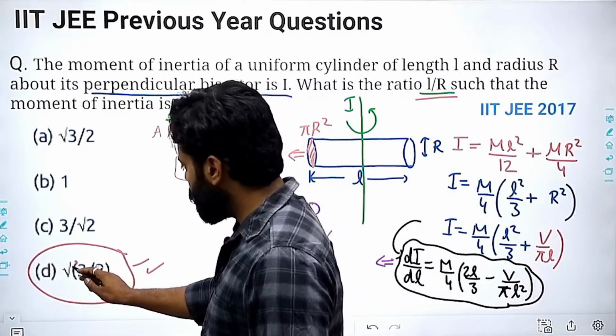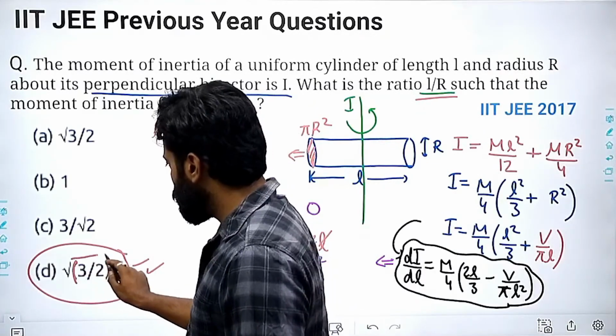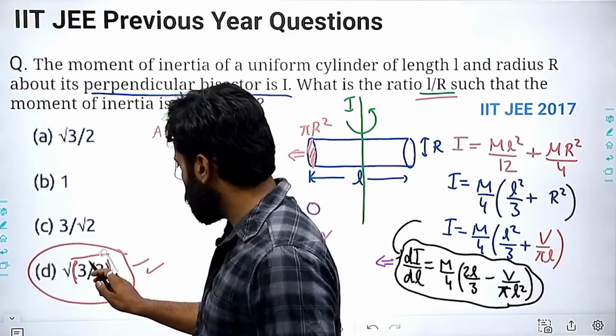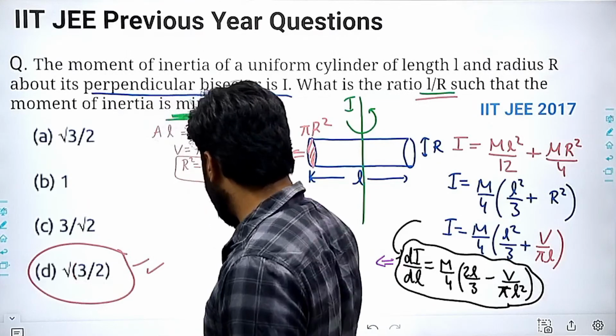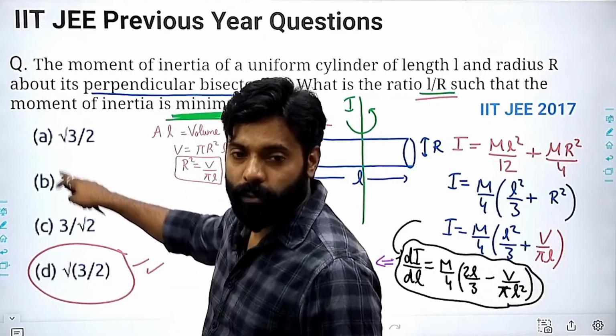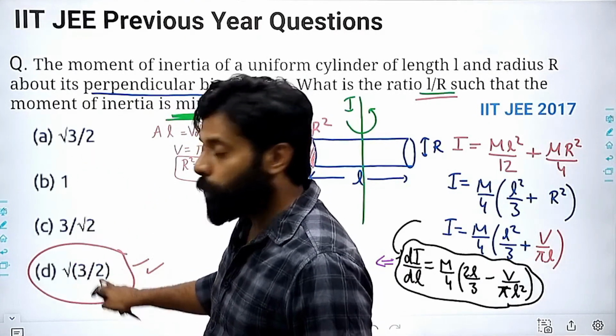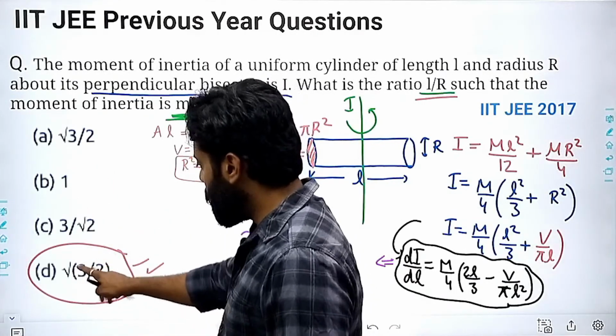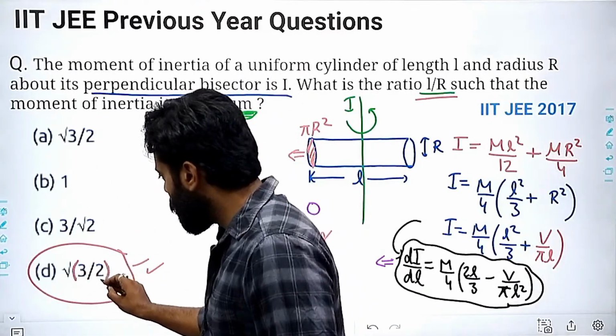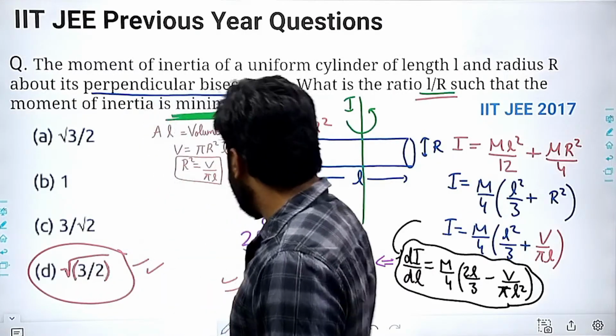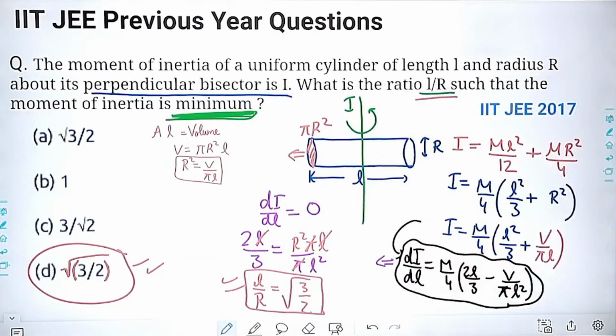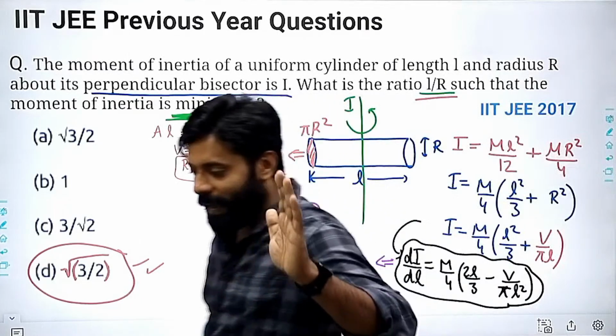So root 3 by 2 must be the answer. The bracket is there. In this option, bracket is there, so you have to check whether this value is given or this value is given. These two options are different. Check this solution and do let me know if you have any doubt.